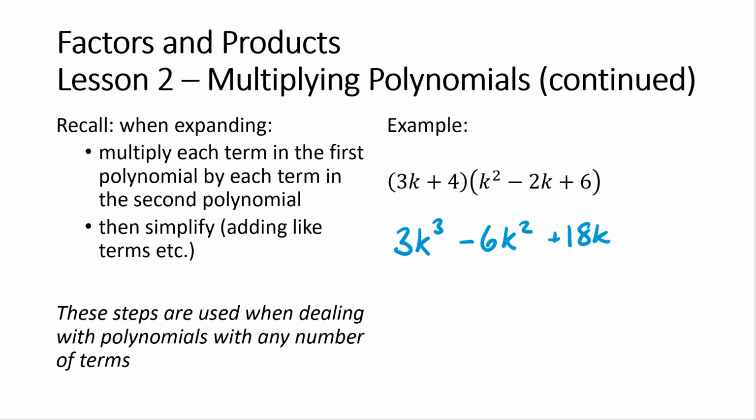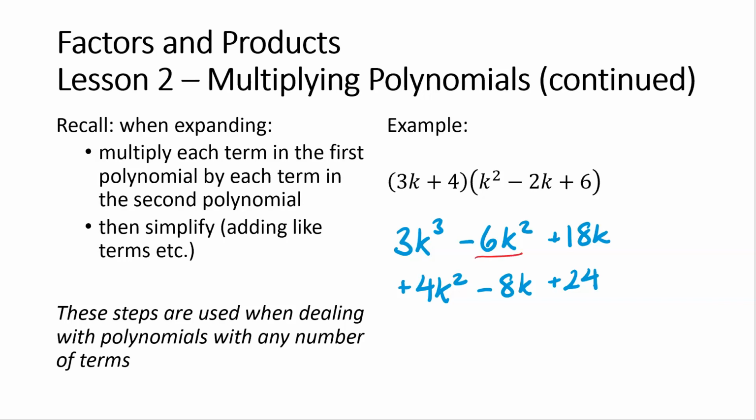Then we work on it with the second term of the first polynomial, the 4. 4 times k squared is 4k squared. 4 times negative 2k is negative 8k. 4 times 6 is a positive 24. And then we try to simplify by looking for like terms. Again, like terms would have the same variable raised to the same power.